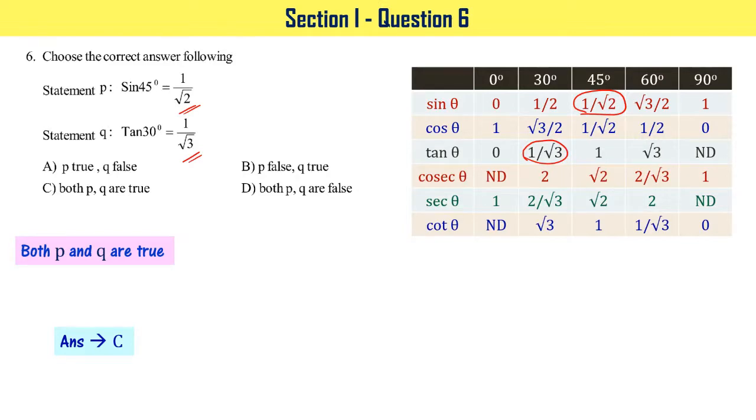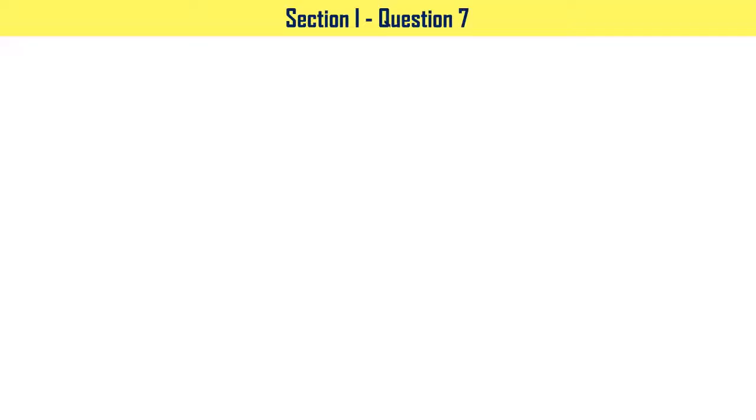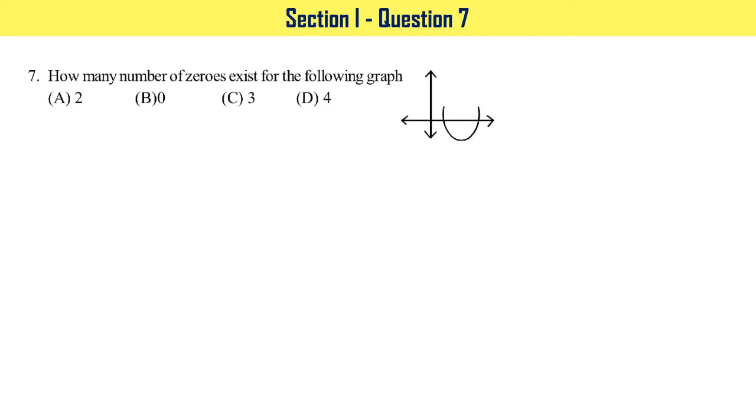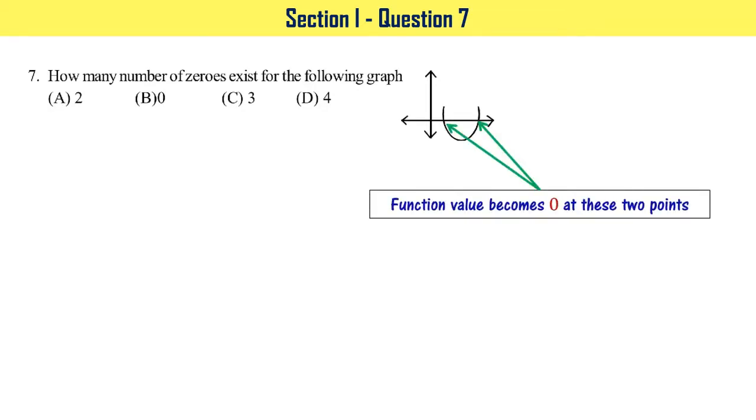Now let's go to the next question, question number 7. How many zeros exist for the following graph? As you see here, the function value of the given curve becomes 0 at these 2 points, right? It means you have 2 zeros for the given function or curve. So let's write that: number of zeros is 2. It means choice A is the answer, right?